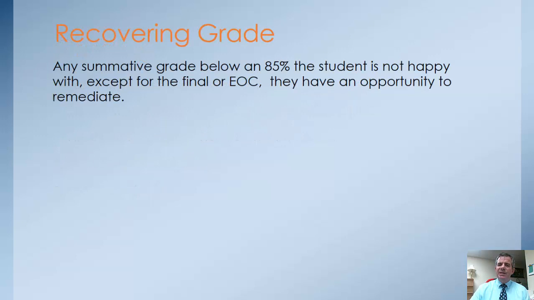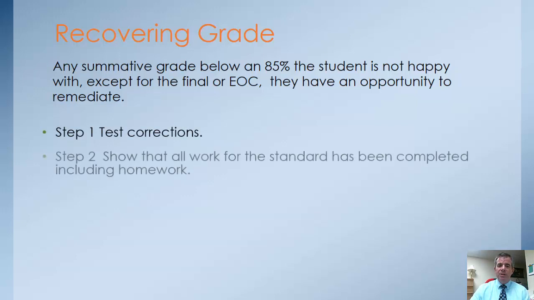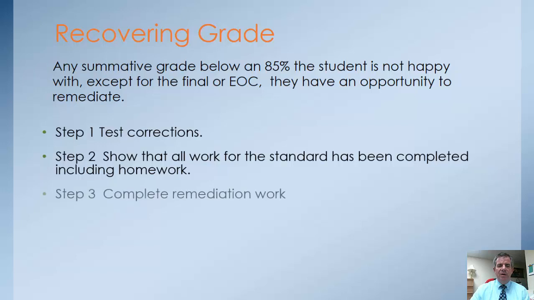Recovering their grade. For any summative assessment below an 85% that the student is not happy with, except for the final or the EOC, they have an opportunity to remediate. The first thing they'll do is get their test back and do their test corrections. Then they will show all the work for the standard that has been completed, including the homework. They need to be doing their work in class and doing their homework to do the recovery. Then they will complete remediation work.